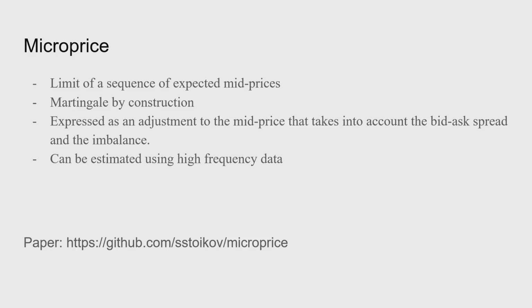Some advantages of this as a signal is that it is a martingale by construction, it is relatively quick to compute, and it takes into account the current spread and imbalance information of the order book. Additionally, in the paper where it's described by Sasha Stoikov, it is shown empirically to be a better predictor of price movements than the weighted mid-price or mid-price.